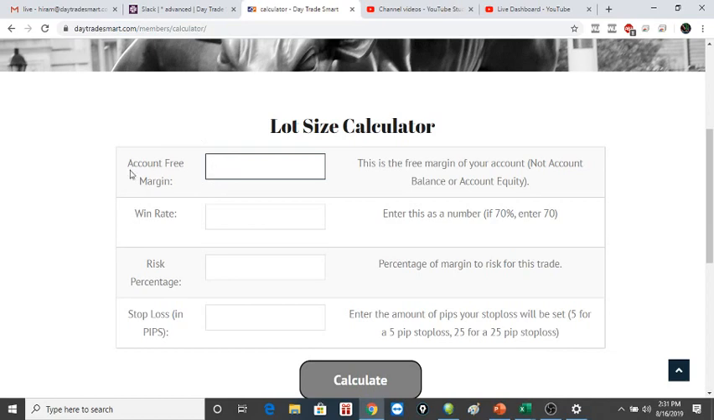Account free margin, we always put that because we just want it to be as safe as possible. Now, if you only have one trade in, then your account free margin, your balance and equity are going to be all the same.